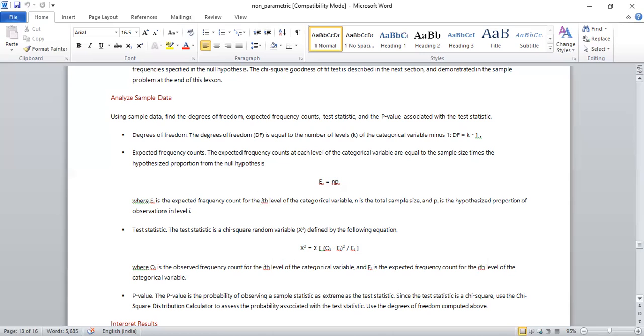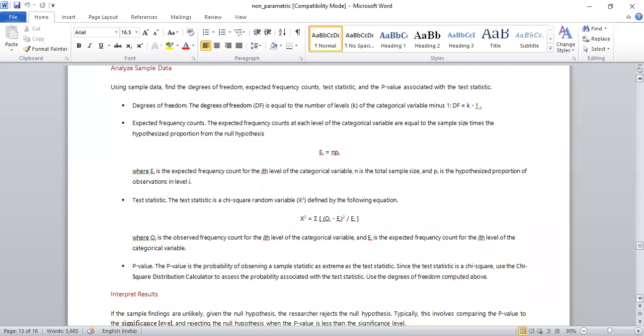So Oi is your observed frequency count for the ith level of the categorical variable, and Ei is the expected frequency count of the ith level of the categorical variable. Okay. So the p-value is the probability of observing a sample statistic as extreme as the test statistic. Since the test statistic is a chi-square, use the chi-square distribution calculator to assess the probability associated with the test statistic. Here use the degrees of freedom that is computed above.